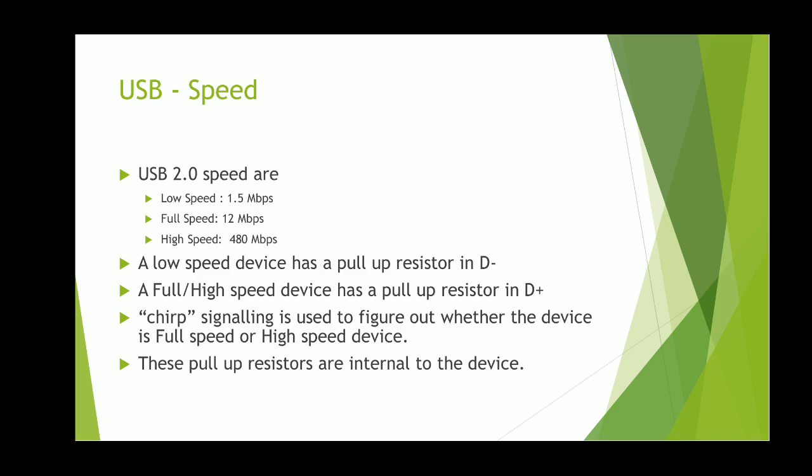And in order to differentiate between full speed and high speed mode, the USB standard uses chirp signaling, and this chirp signaling helps to find out whether the device wants full speed mode or high speed mode of operation. And these pull-up resistors are situated internal to the device, so the user doesn't need to worry about the pull-up resistor.